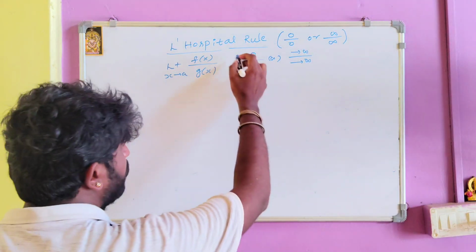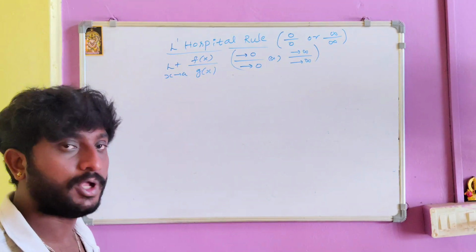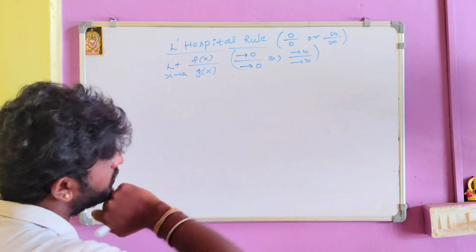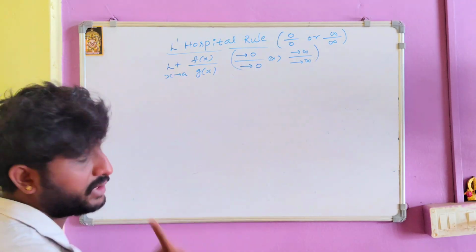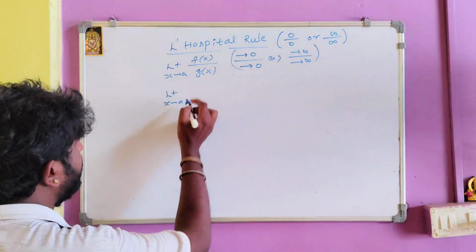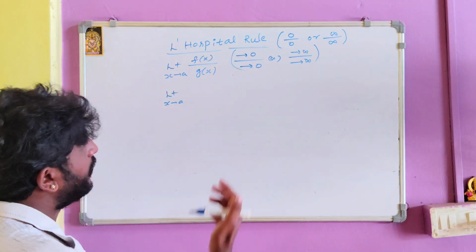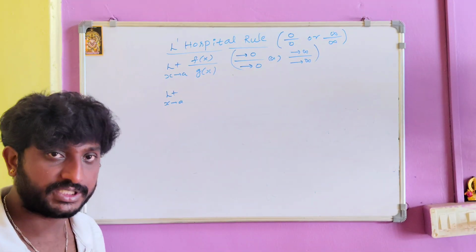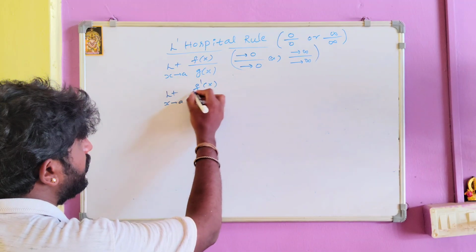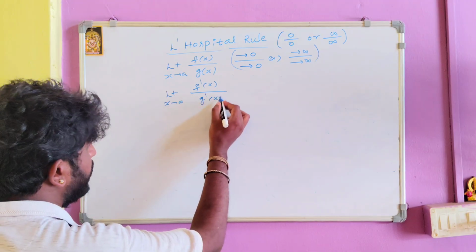If any of these forms occur, then we use L'Hopital's rule. The first step is, if you confirm you have these indeterminate forms, differentiate the numerator function and differentiate the denominator function separately. First differentiate the numerator function and then differentiate the denominator function separately.